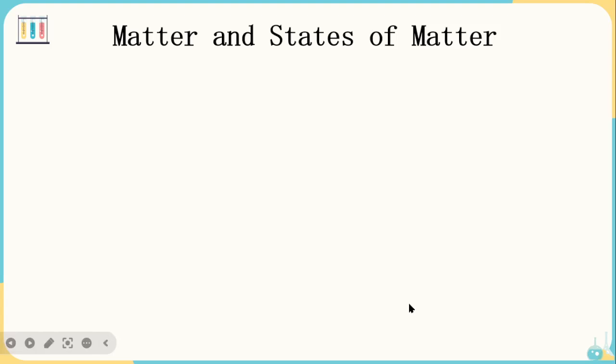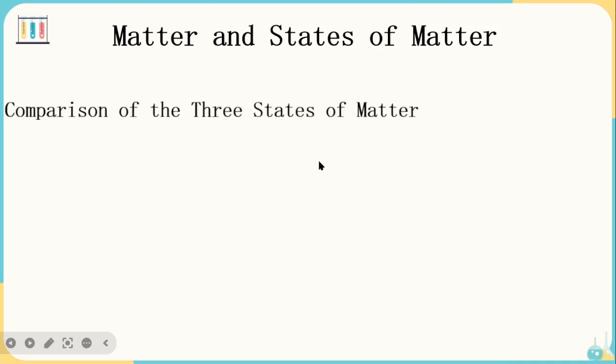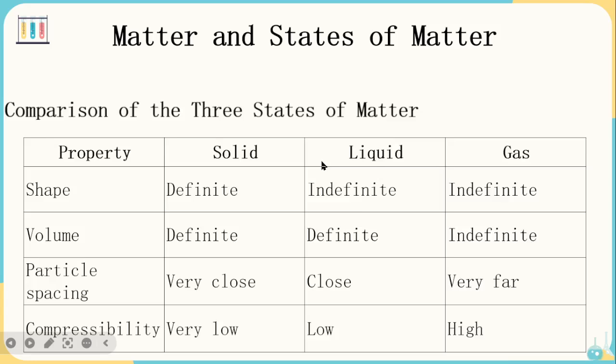Here is something like a cheat sheet, just to help you. It's a comparison, so you can screenshot this diagram and save it for later. This will help you in terms of studying. You just have to understand: particle shape, solid definite, liquid indefinite, gas indefinite; volume, solid definite, liquid definite, gas indefinite; particle spacing, very closely packed, close, very far apart in gas; and compressibility.